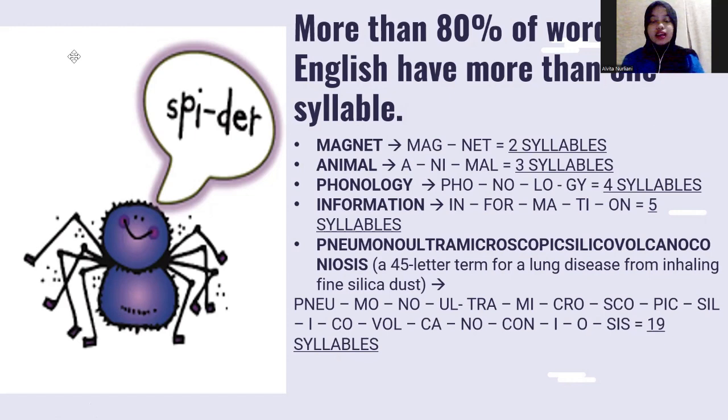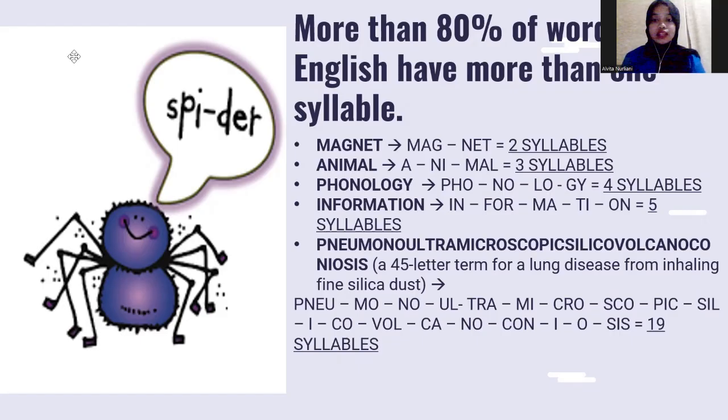And these are the examples of what we learned today. The first one is the word magnet. Magnet has two syllables. And then the second one is animal. Animal has three syllables. And phonology has four syllables. Information has five syllables.